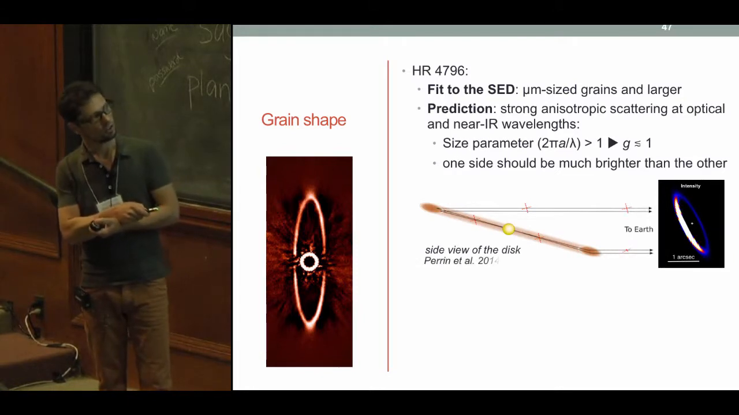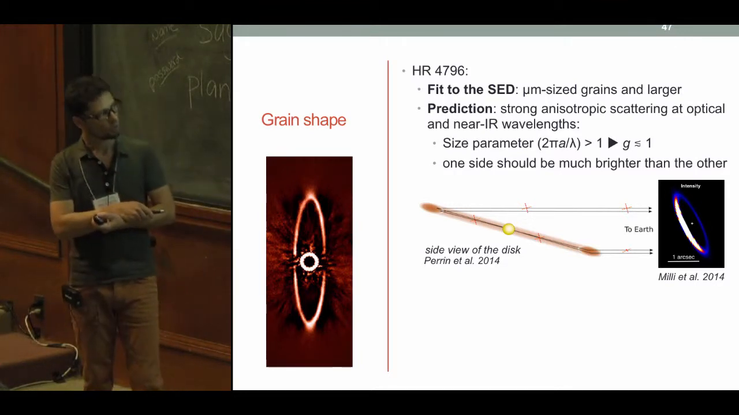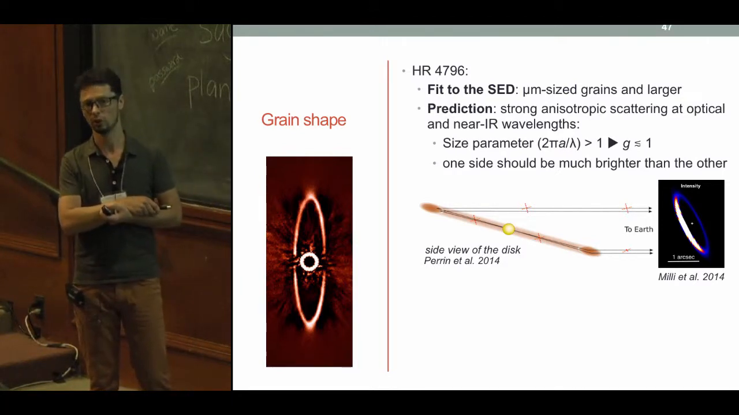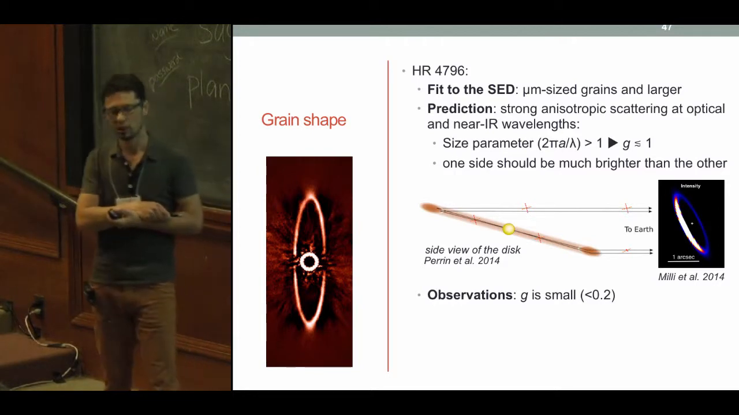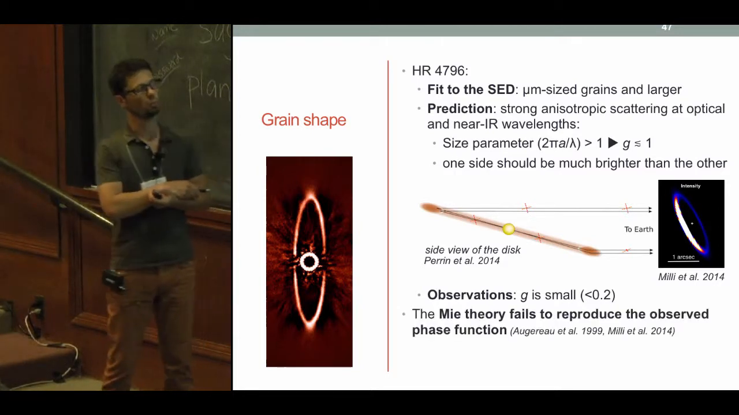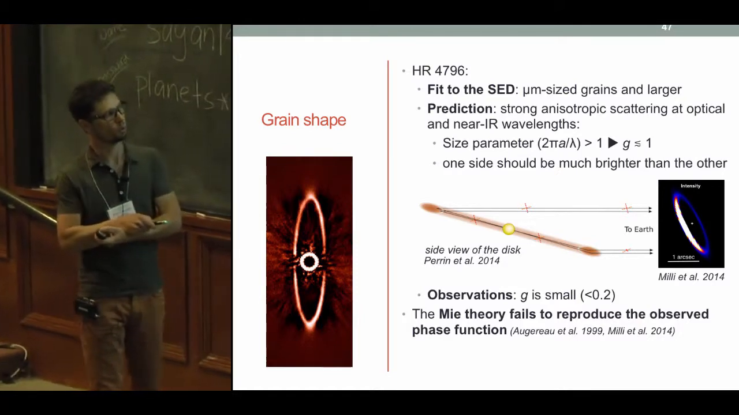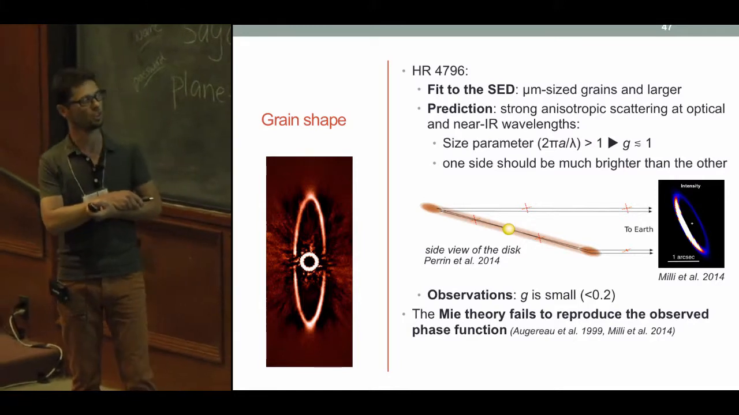This is a prediction in this paper of what you should actually see, and obviously this is not what you have on such an image. The observations tell you that the asymmetry parameter is rather small, less than 0.2, which, according to me, means that there is a problem with the Mie theory, especially to reproduce the scattering behavior of your grains, especially the phase function.